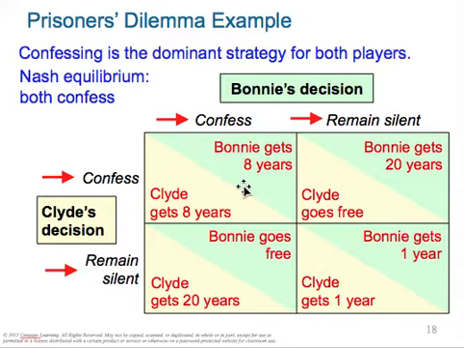If they both confess, they've turned on each other, they get 8 years each. If Bonnie remains silent but Clyde confesses, he goes free, and she gets 20 years. Conversely, if Clyde remains silent and Bonnie confesses, Clyde goes to jail for 20 years and Bonnie goes free. If both remain silent, they both get a year.